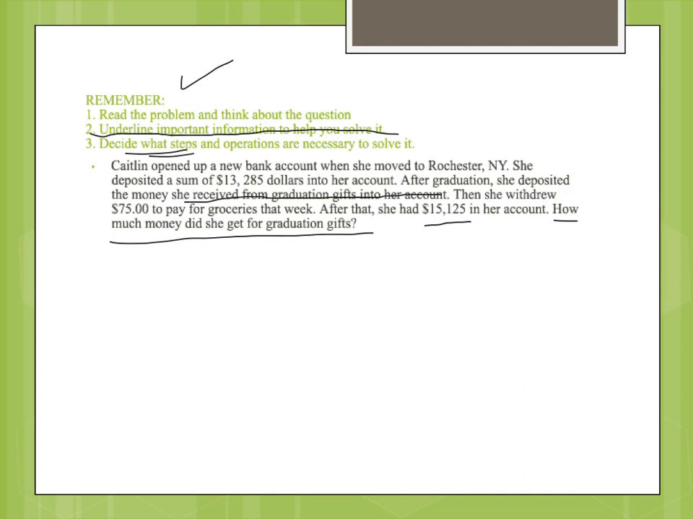Okay, because we said after graduation, she deposited the money she received from graduation into her account. But we don't know how much she deposited. We're trying to figure out how much she deposited. So let's be detectives and let's see if we can use the information in the word problem to figure out how much she deposited. So I know that she started with $13,285. She ended with $15,125. Is that amount smaller or is it larger? And if you notice, the amount is larger. So she had to add some money into that account.